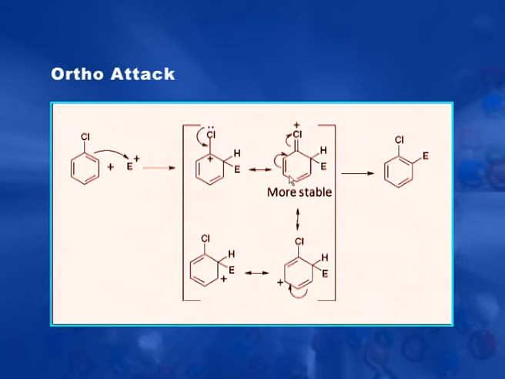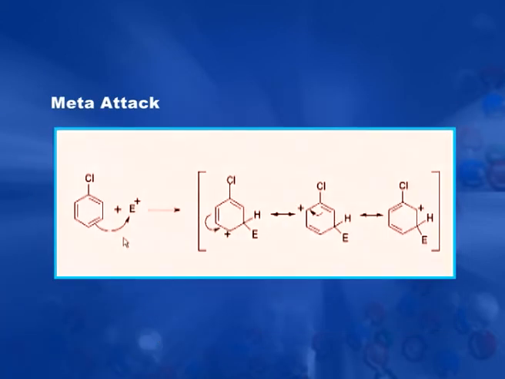This case is similar to aniline and phenol. Now, in meta attack, if we see the electrophilic attack at the meta position, there are 3 resonating structures, but no structure is as stabilized as in the case of ortho, because there is no positive charge present on the carbon next to chlorine. This carbon does not have a positive charge. So, this lone pair of chlorine is not in conjugation with this positive charge. That is why there is no extra stable resonating structure.